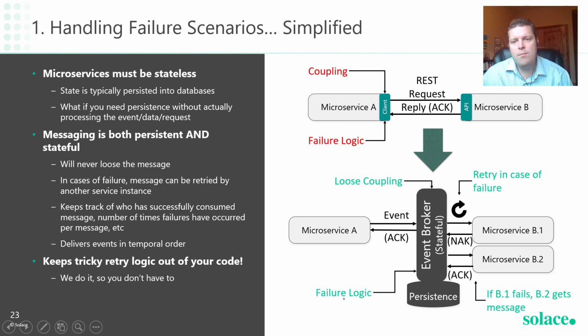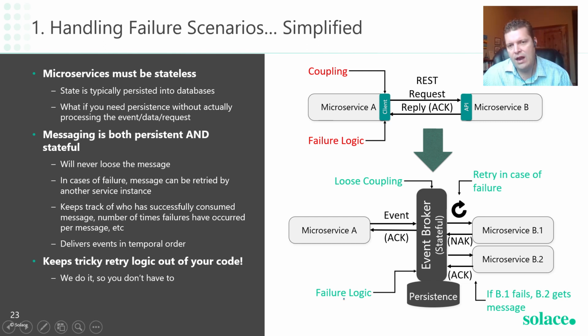So essentially, the event broker is keeping track of who has actually acknowledged or not acknowledged the message. That's an example of being stateful. But if you look at it from a loose coupling perspective, microservice A is unaware if zero consumers or many consumers receive that message, which is a great example of loose coupling. And ultimately, it keeps that tricky retry logic out of your code.